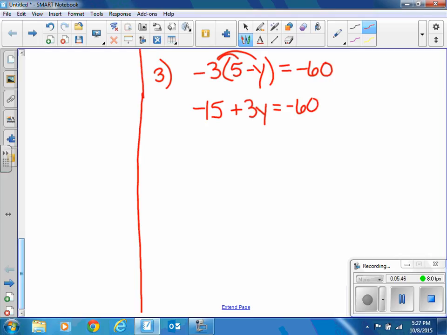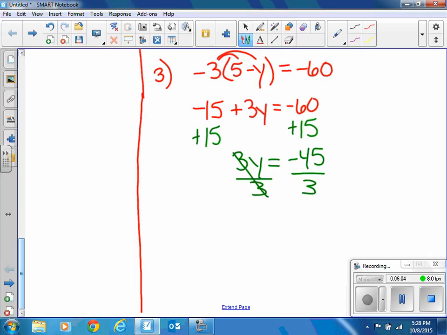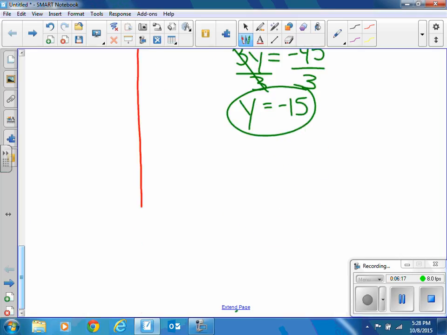So we're going to undo our addition or subtraction. Well, we got a negative 15 here, so we're going to go ahead and add 15 to both sides. Plus 15, plus 15. 3y is equal to a negative 45. Now we divide by 3 on both sides. Get that y by itself, and we have y is equal to a negative 15. All right. Example number 4.